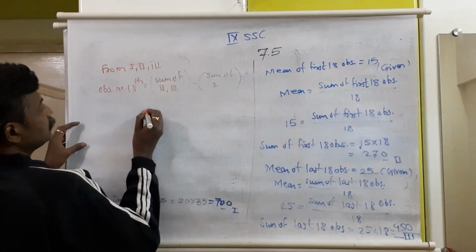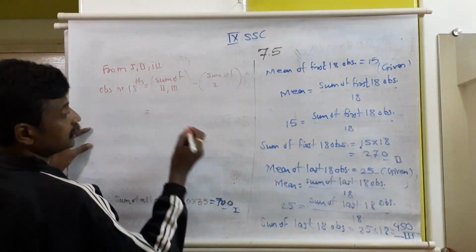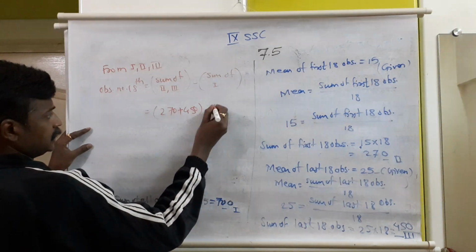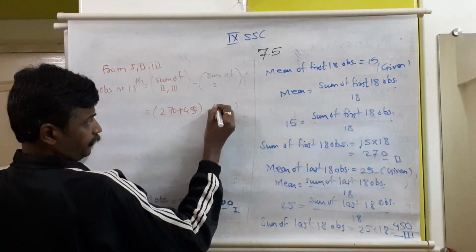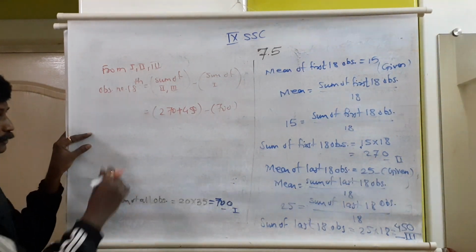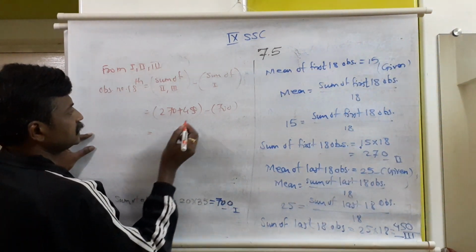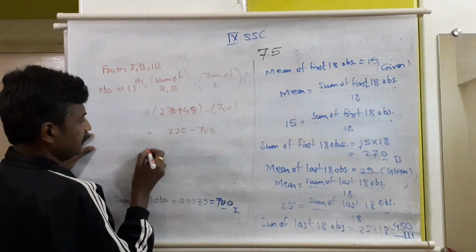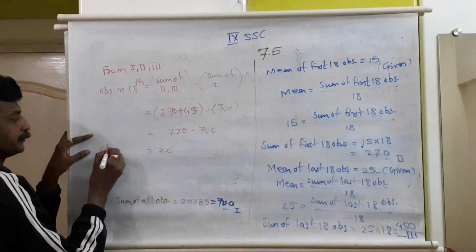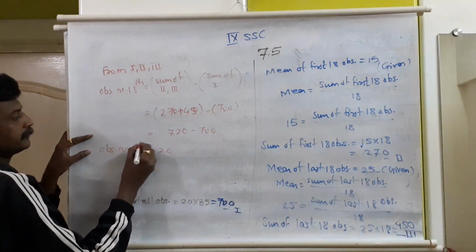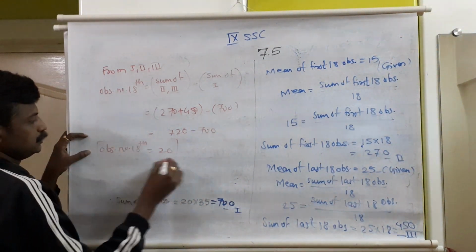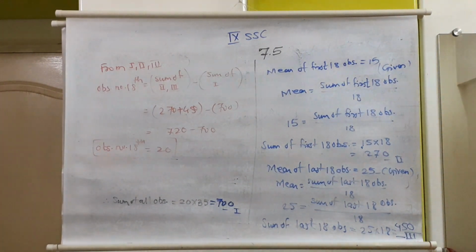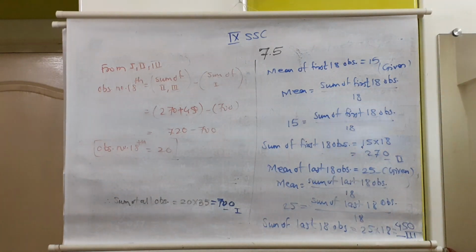So here it will come, sum of second and third: 270 is second plus 450 is third. From this total, if we'll subtract the sum of all observations, all 35 observations, we need to get observation number 18. So 720 minus 700, difference is 20. Means observation number 18 is equal to 20. Observation number 18 is equal to 20. Solution for question number 9.